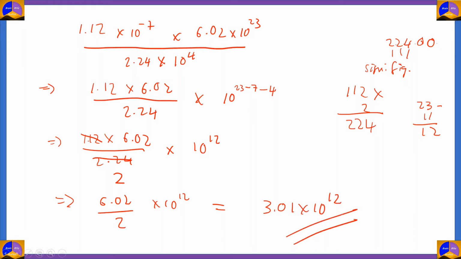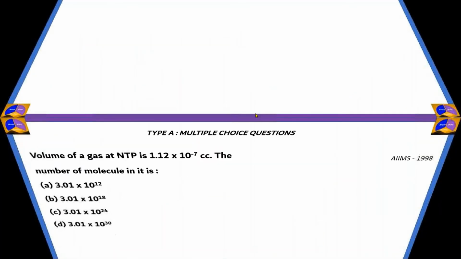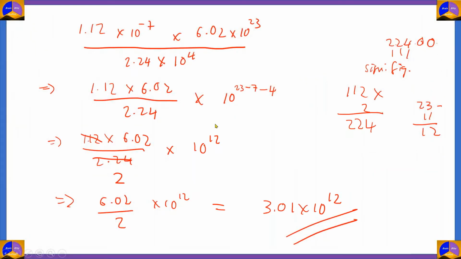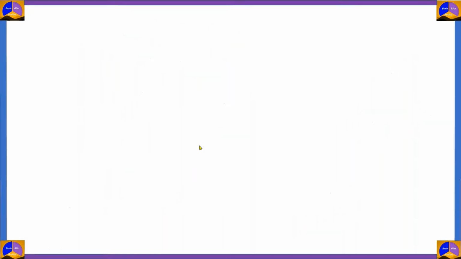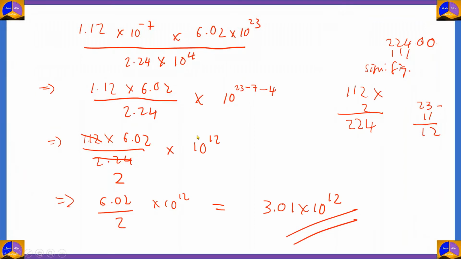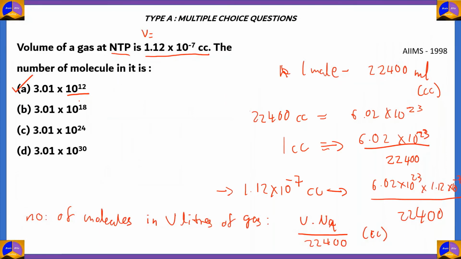That is our answer. And when you go back, we find that option A is the right option because that contains the right power, 10 raised to 12, even though all the others had 3.01. So in this question, by reaching this step, okay, let's go back. By reaching that step, you'll be able to identify the right option, which is option A, because that had the right power.